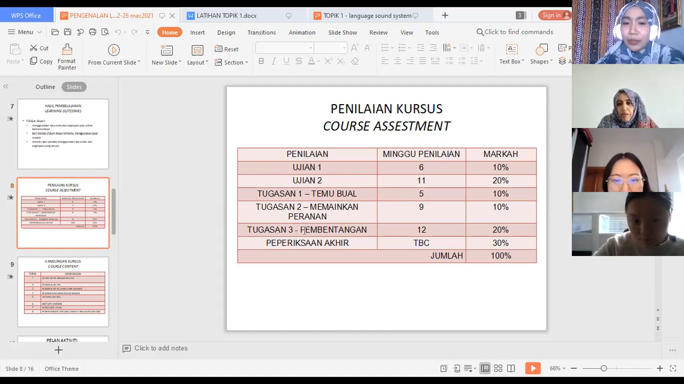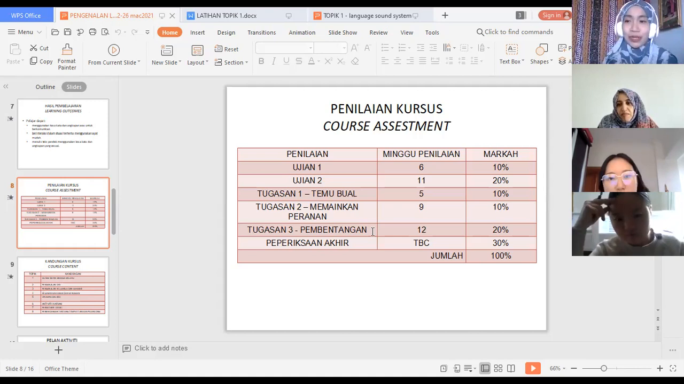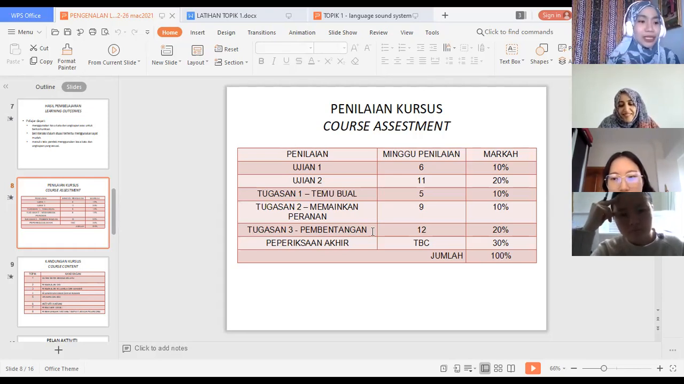Then assignment 3, pembentangan. Presentation. Yes, presentation. Everyone has to present to me. Presentation for what? I'm not sure about the topic yet. Let me think after this. Based on any topic. No, I will give you a topic. Last time I gave the topic of places. You have to present to me about places in your own country. So it's very easy. Cool. But you have to talk in Bahasa Melayu. Presentation in Bahasa Melayu. Okay, this is a challenge. But don't worry, because assignment 3 is at the end of the class.